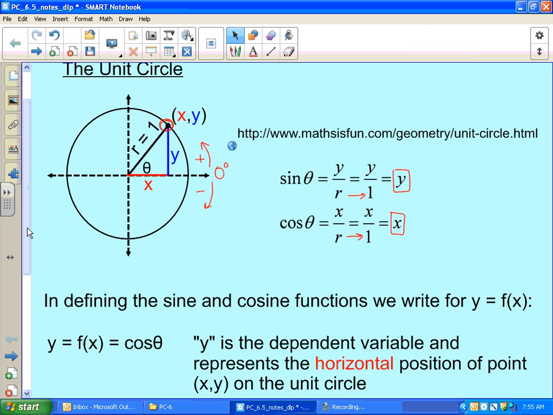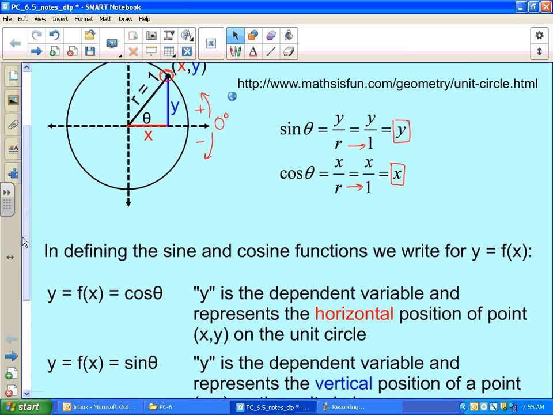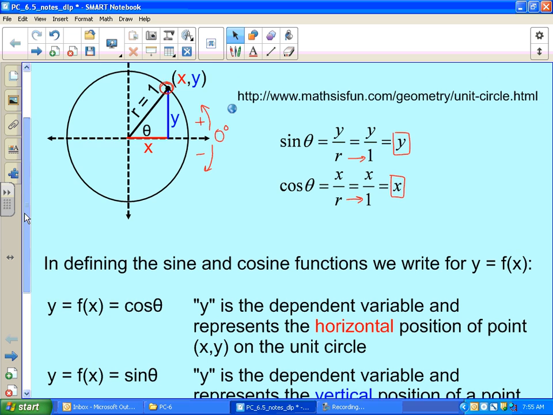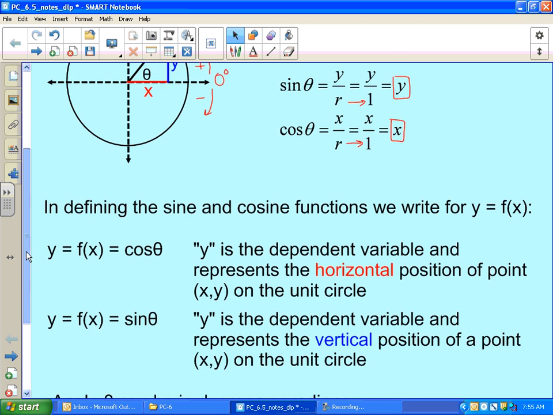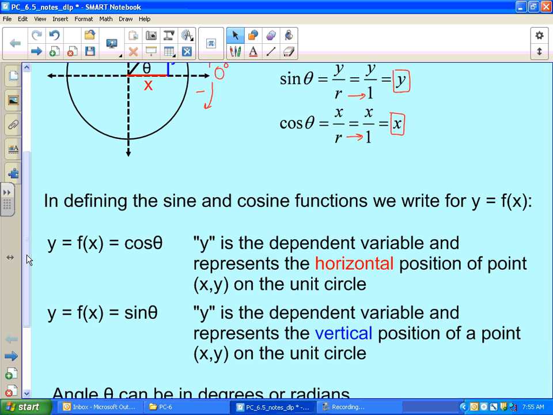So the concept that we need to get straight here is that with regards to this point that's moving along our unit circle, the distance in the y direction that that point is away from the origin, or the center of our circle, is what sine will measure. And the distance from the origin that that point is in the x direction is what cosine measures.